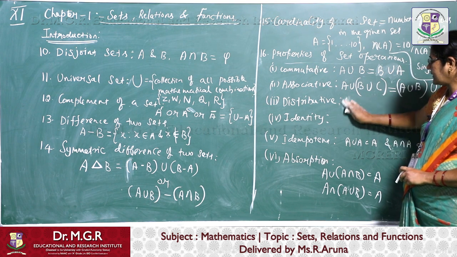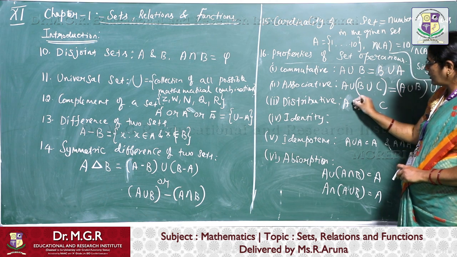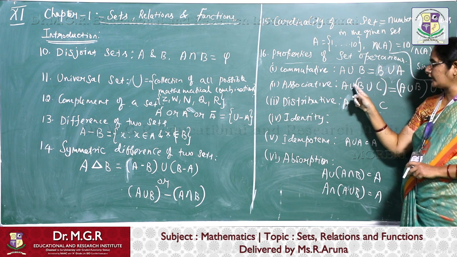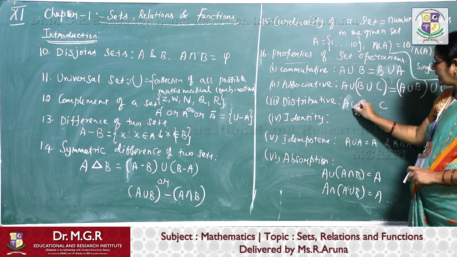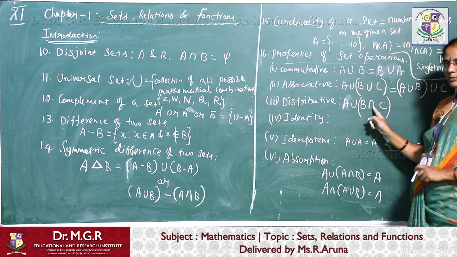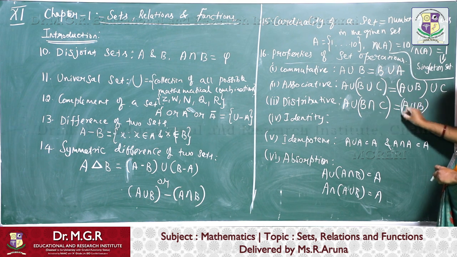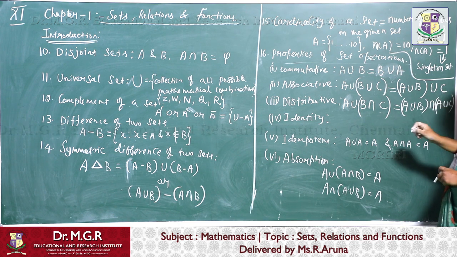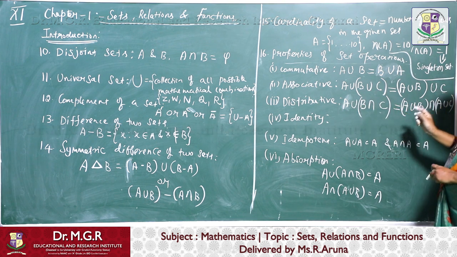Next we have the distributive property. Distributive means, here also we need three sets, A, B and C, but we distribute both the basic operations called union and intersection throughout. That's why it is called distributive. So A union B intersection C, so both are distributed throughout. So the property is A union B, intersection A union C.